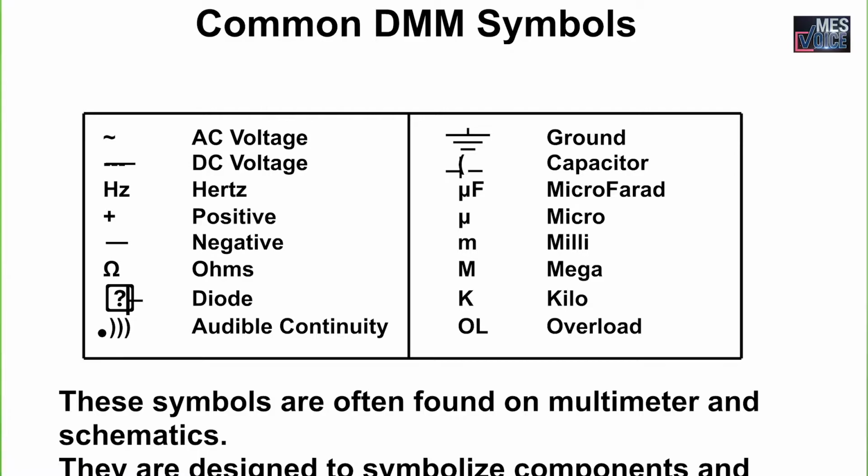There are common digital multimeter symbols. They are often found on multimeters and schematics. They are AC voltage, DC voltage, hertz, positive and negative, ohms, diode, audible continuity, ground, capacitor, microfarad, micro, milli, mega, kilo, overload. They are designed to symbolize components and reference values.